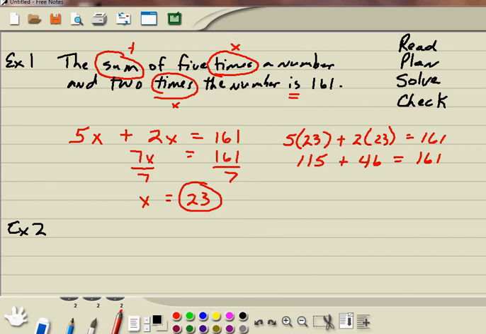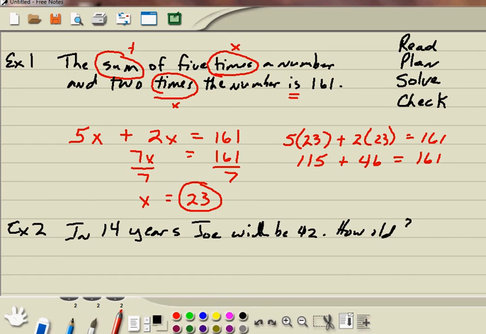Example number 2 says, in 14 years, Joe will be 42. So how old is he? Now, you might be tempted just to answer the question and not actually create an equation, but it's hard to give partial credit. It's hard to earn all the points unless you do all the work. So again, in 14 years, Joe will be 42, so that tells me what my equal sign is. Will be 42, that's my solution.